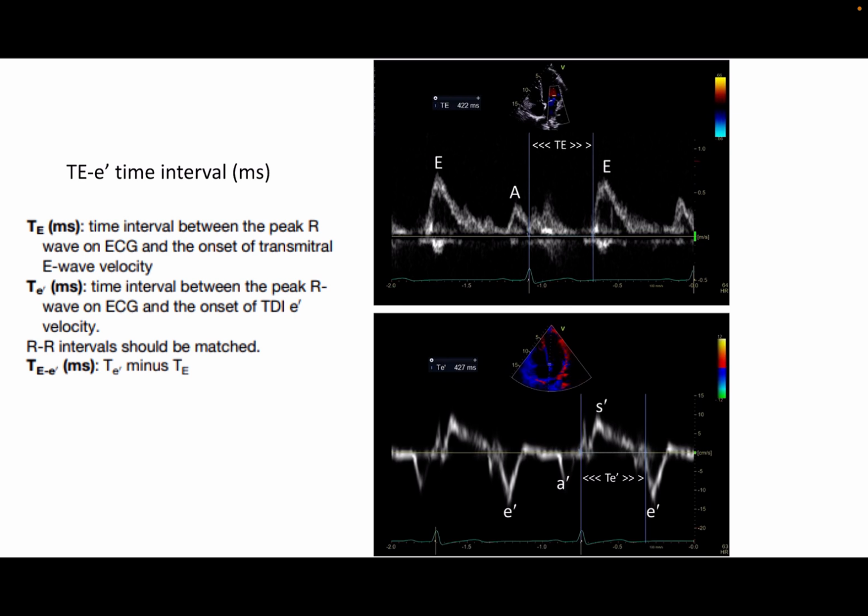Normally, E prime peaks slightly before E. The myocardium relaxes first, creating a suction that draws blood in. When relaxation is severely impaired and left atrial pressure is elevated, E prime peaks after E. The sequence reverses.